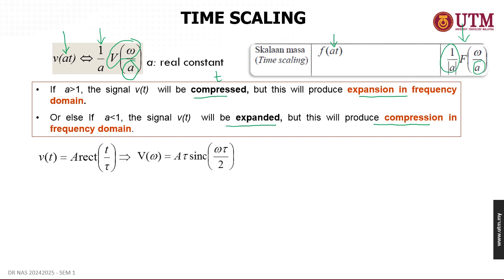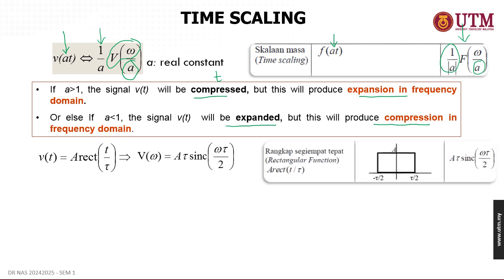Let's look at the first example. If you have v(t) equal to A rectangular t over tau, refer to the table. The Fourier transform of the rectangular signal is equal to A tau sinc function of omega tau over 2. Now you have a new signal v1(t), which comes from the original signal v(t), but the signal is scaled in time by 2. You need to refer to this table again when you have time scaling. So what happens in the frequency domain? This is equation 1, the original signal.